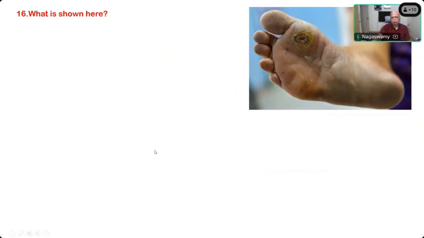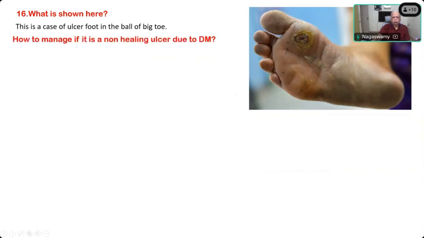So what is shown here? Non-healing ulcer, right foot. Maybe the ulcer is on the right foot. This is a case of ulcer in the ball of the big toe. The location, if you want to describe it exactly, is called the ball of the big toe. How to manage if it is a non-healing ulcer due to diabetes? If it is a real patient, you can ask the patient whether you are a diabetic, how long you have been a diabetic, what medicines you are taking, how you got this ulcer. All that history can be taken.